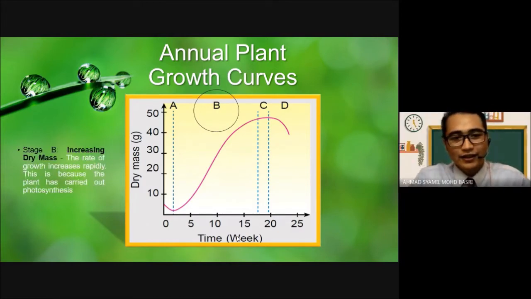This is increasing because of the increase in their dry mass. The rate of growth increases rapidly because they have leaves that carry out photosynthesis. Well done, Jasmine group. You have answered all correctly. So let's move to the next group, which is hibiscus.